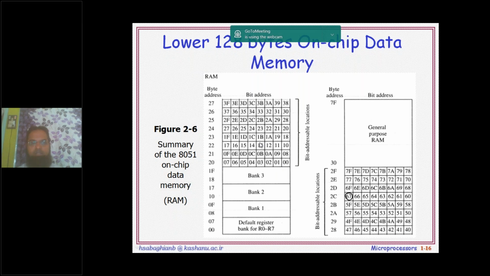For that, I can make use of the instruction SETB 01. If I write SETB 01, then this bit will be set. If I write CLR 09, then this 09 bit will be 0. Now the remaining memory locations, from 30 to 7F, are the third part of the on-chip lower 128 bytes of RAM, and these are all byte addressable locations. So for your own applications, you can make use of these locations.